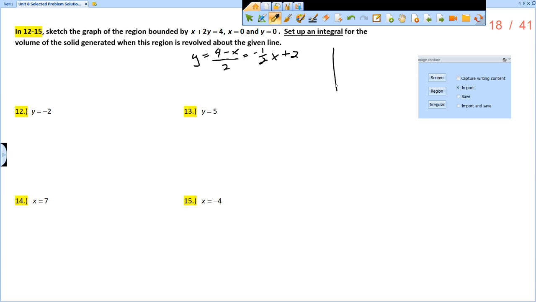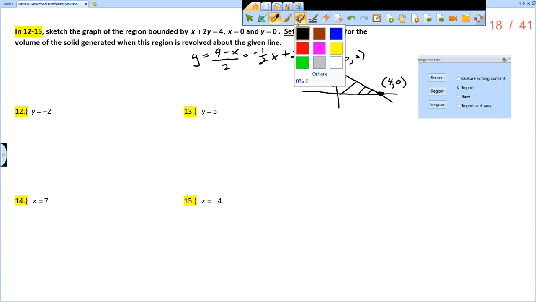So negative 1 half x plus 2 is a line with a slope of negative 1 half and a y-intercept of 2. So this goes through 0, 2 there, and then this goes through, well, when y is 0, x is 4. So this is 4 comma 0. And then the x and y axes. So we're looking at this region.